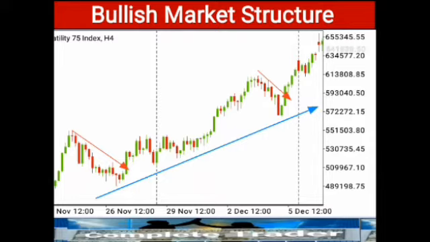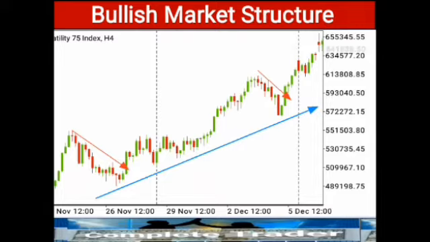So when we have this going up, when we have this retracement, we don't want to see this breaking this low or this low. So for us to continue to see this market as one that is still bullish, this retracement has to respect this bullish price range up. All right, so that's for the bullish market structure.